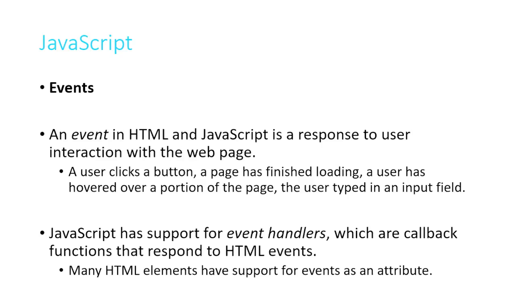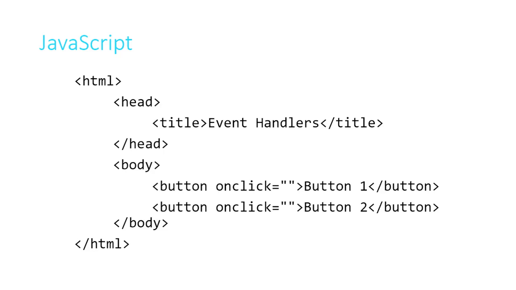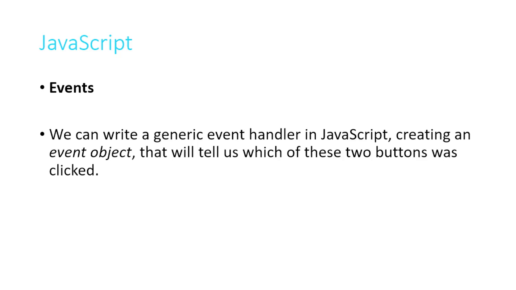Many elements of HTML have support for events as an attribute. So here's an example of some really basic HTML. I have my head and my body, and inside of the body, there are 2 buttons. And they have this attribute called onClick. OnClick is basically a definition for an event handler, so that I want something to happen when I click the buttons. Right now, it's nothing. But I can put something in there so that when I click on either of those buttons, the function in between the quotation marks would get called.